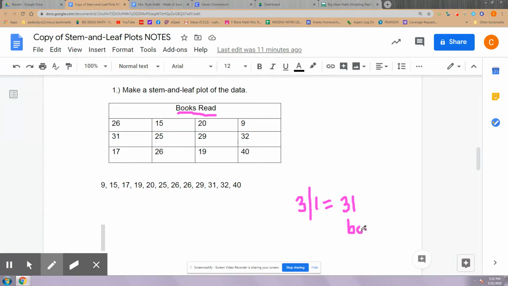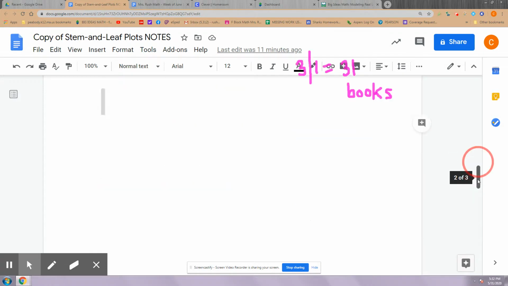All right, awesome. Try to write that for you quick. It's kind of hard to write with this little purple pen, sorry. 31 books. Okay, perfect. All right, now let's go to the last part, last page.